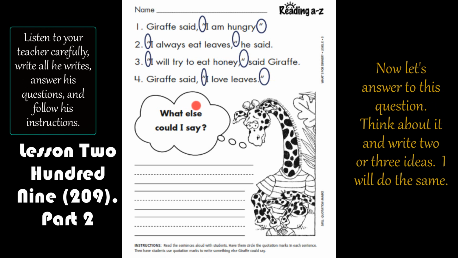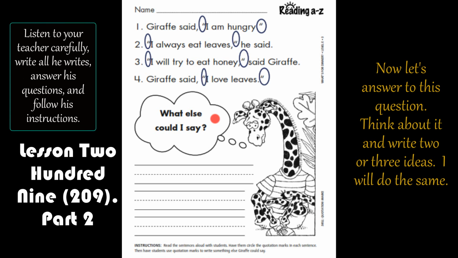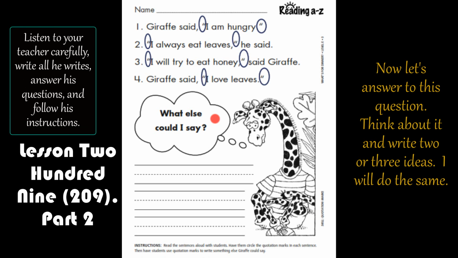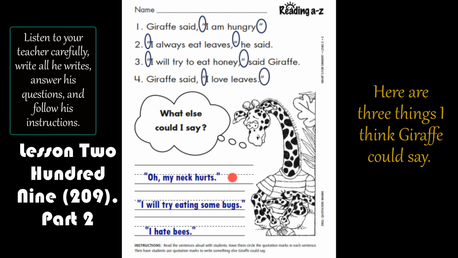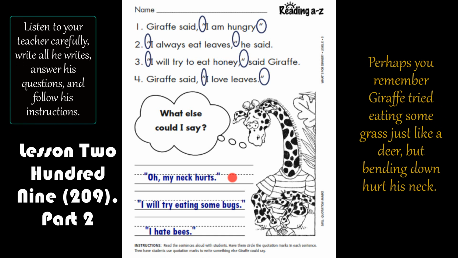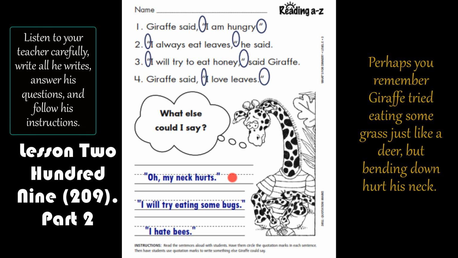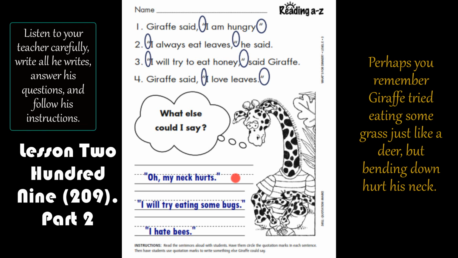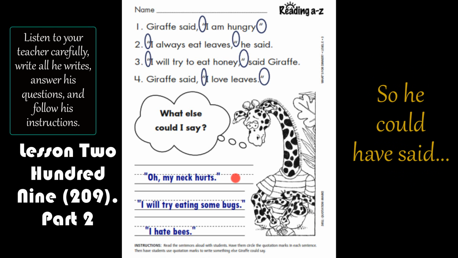Now let's answer this question. What else could Giraffe say? Think about it and write 2 or 3 ideas. I will do the same. Here are 3 things I think Giraffe could say. Perhaps you remember Giraffe tried eating some grass just like a deer, but bending down hurt his neck. So he could have said, "Oh, my neck hurts."